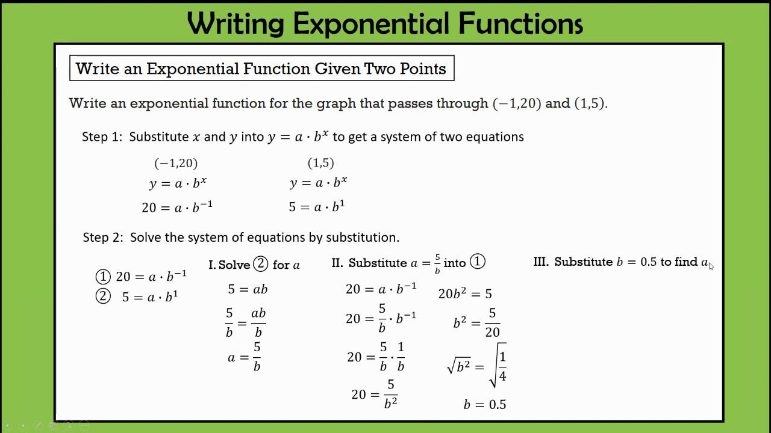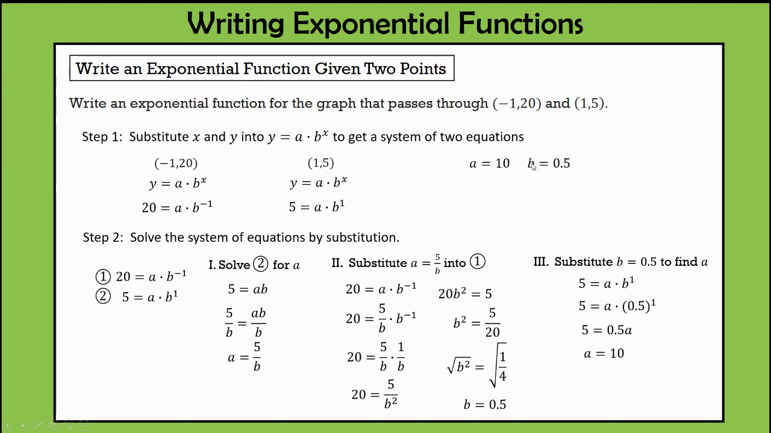Now I've got to find a. So I'm going to take my second equation, 5 equals a times b to the first. I'm going to replace b with 0.5, substitution. And 0.5 to the first power is 0.5. So this is 0.5 times a. I'm going to divide each side by 0.5, and a equals 10.